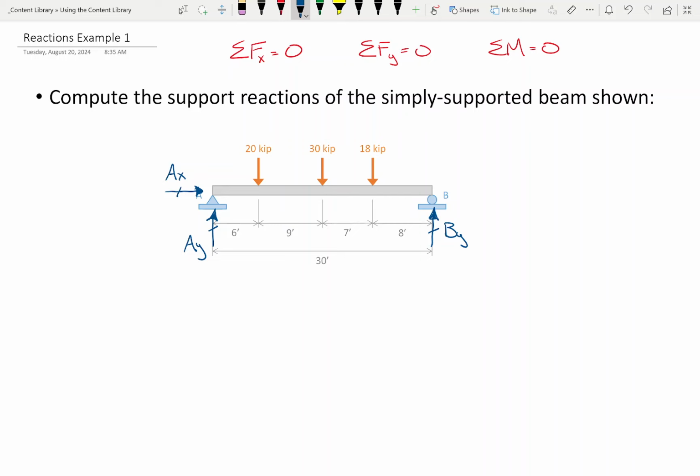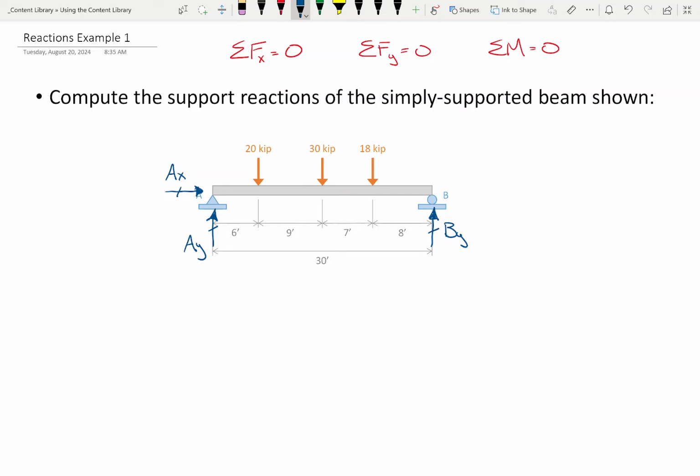Everybody remember that? So when we're solving for unknowns, a lot of times it is advantageous to sum moments about a point in which a lot of our unknowns are intersecting so that we don't have to deal with a lot of them. So like, for example, if I were to sum forces in the y direction first, I would have an unknown here, I would have an unknown here.